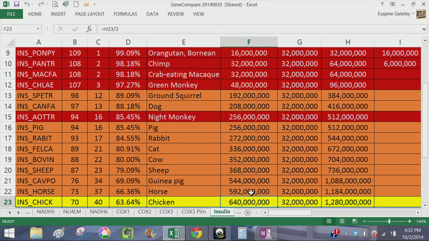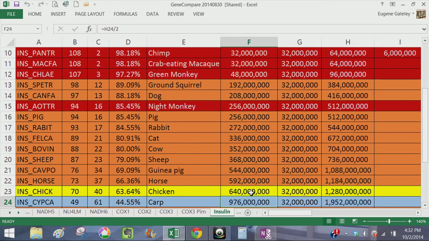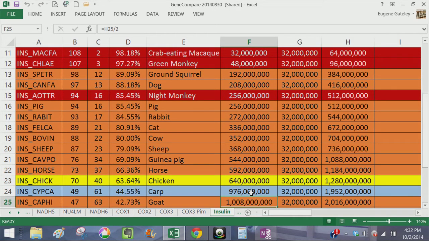Then horse at 37 differences, chicken at 40 differences in the insulin chain. Then you have carp, a fish of course, at 61 differences, a goat at 63 differences in the insulin chain, and all these are manually curated in UniProt. So they've already been checked and verified manually.